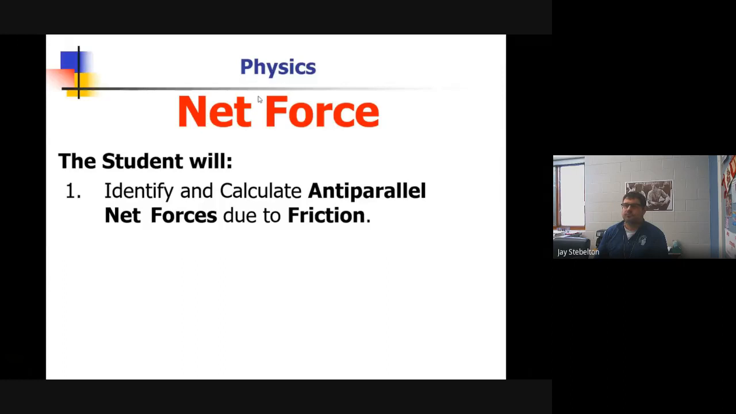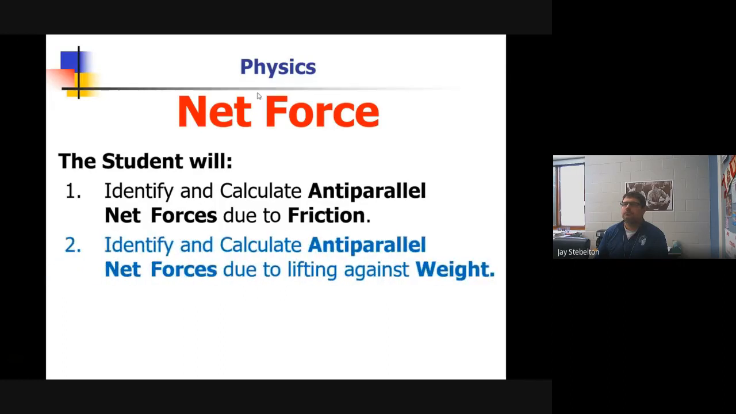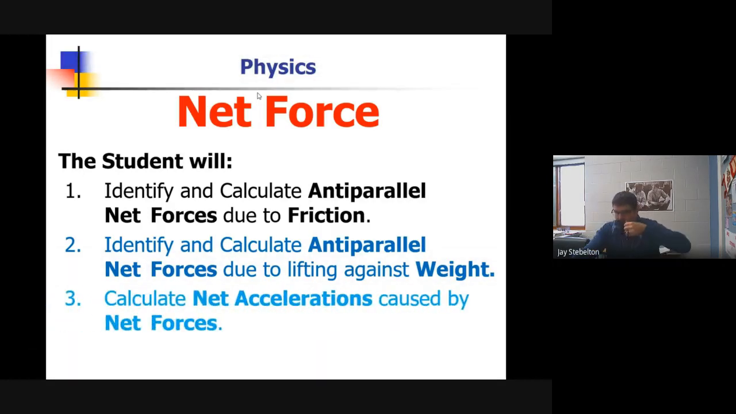Due to friction. They will be able to identify and calculate anti-parallel forces due to lifting against weight, and then calculate net accelerations caused by these net forces.